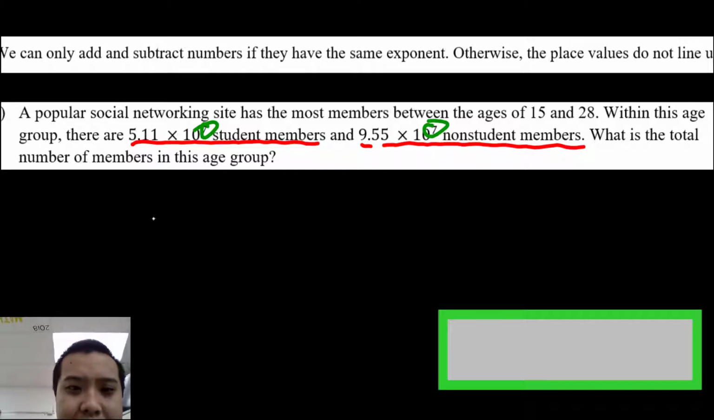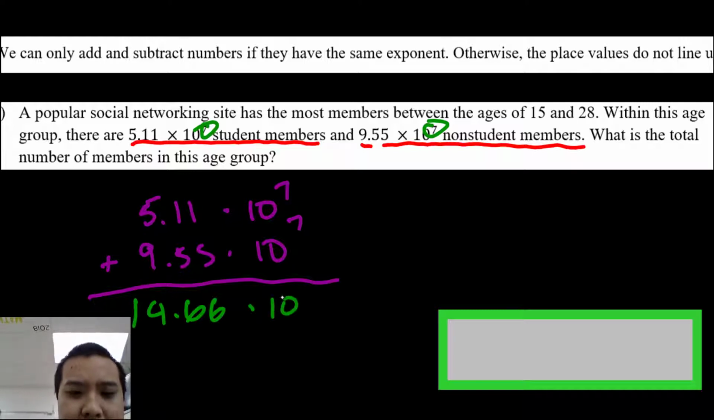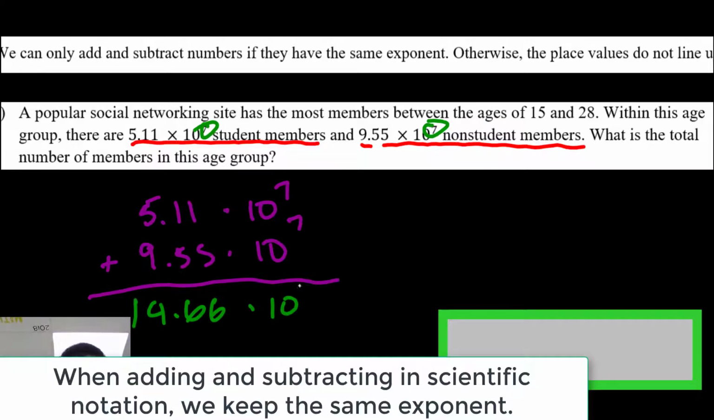Line up our decimals. So we got 5.11 times 10 to the 7th, plus 9.55 times 10 to the 7th. Now here, we're just going to simply add like we always do. So 1 plus 5 is 6, 5 plus 9 is 14, times 10, and we're going to keep our same exponent. We do not add the exponent because, we'll talk about what that is later, but we just keep the same exponent. But here, we have something unique.